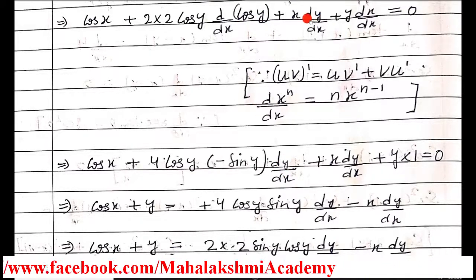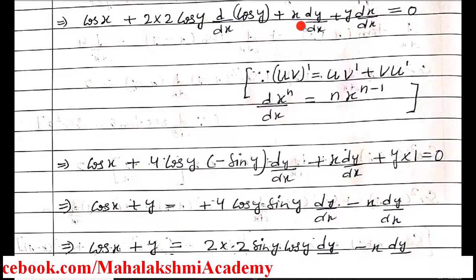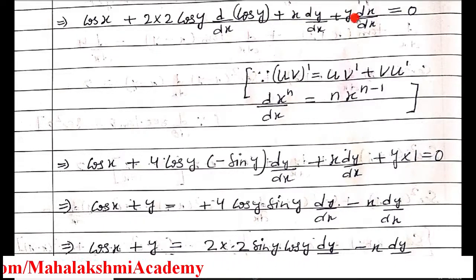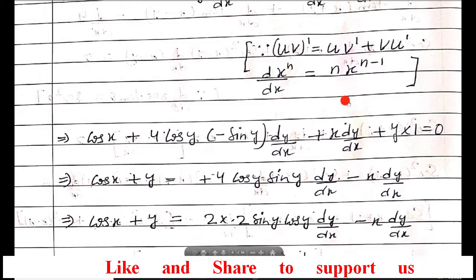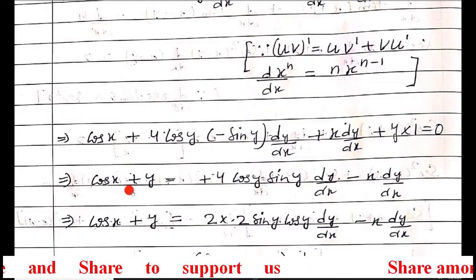Now here we can't make any change, so this term as it is, and y multiplied by dx over dx is 1. Now in the next step, these two terms have dy over dx, that's why I shifted them to the right hand side. This is a negative term because the minus will come here, so when we shift it, it becomes positive, and this is a positive term, so when we shift it, it becomes negative. Now only y and cos x remain here.